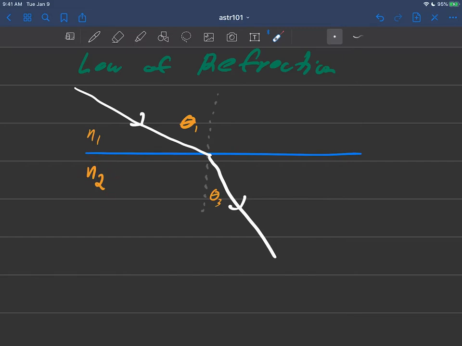And you can pick any materials you want. Just that air and water are so common, we'll typically go with those, but it could very well be, in the case of astronomy, like the vacuum of outer space going into the air of our atmosphere or something like that. And what we're curious about is, what does this angle theta 3 come out to be?